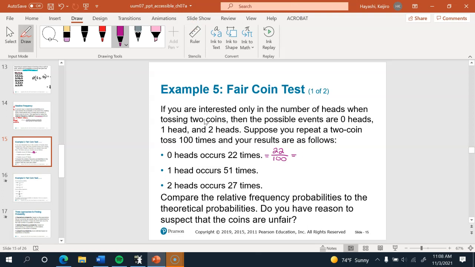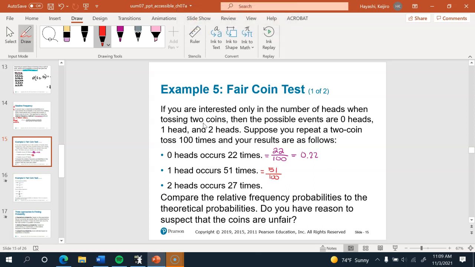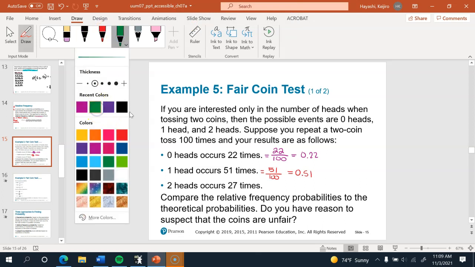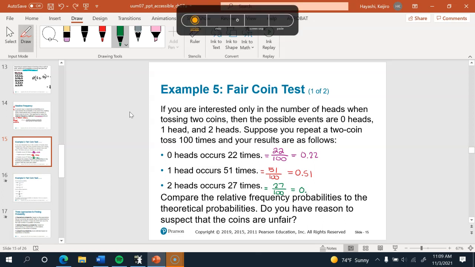So that's just 22 over 100, or 0.22. For 1 head, it occurred 51 times out of 100, so that's 51 over 100, or 0.51. And for 2 heads, that happened 27 out of the 100 times. So that occurred with empirical probability, right, or experimental probability, 0.27.